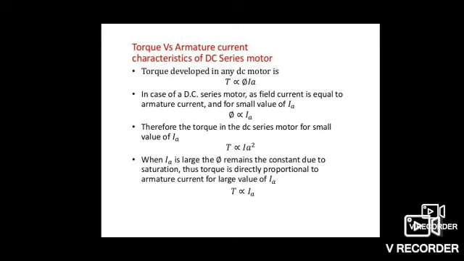First one is torque versus armature current. Torque developed in any DC motor is proportional to phi into Ia. In a DC series motor, field current is equal to armature current, and for small values of Ia, phi is proportional to Ia. Therefore, for small values of Ia, torque is proportional to Ia squared. When Ia is large, phi remains constant due to saturation. Thus, torque is directly proportional to armature current for large values of Ia.